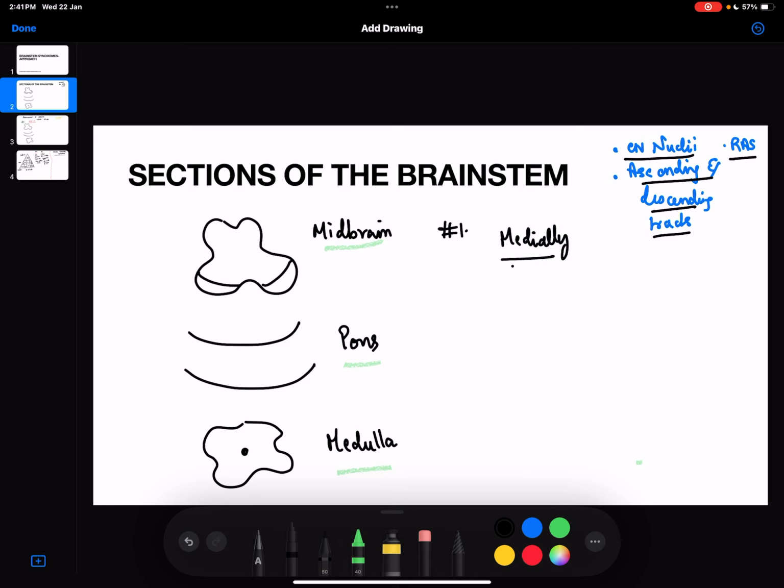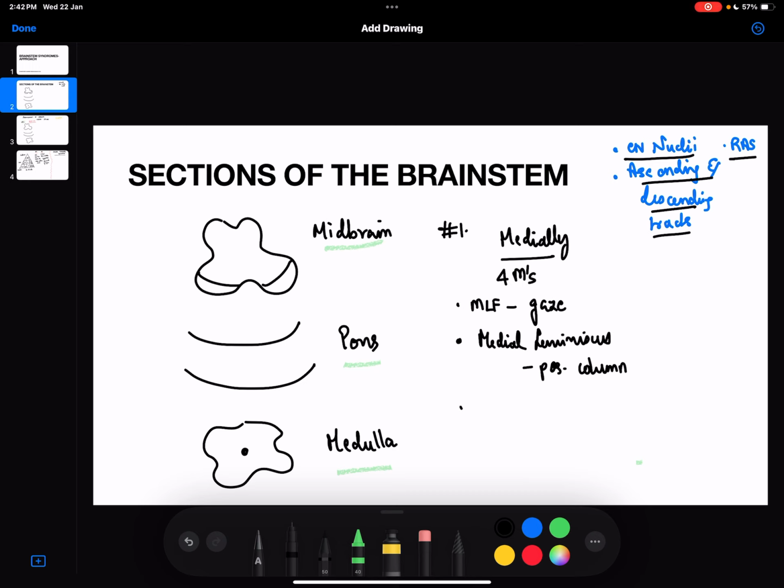You can remember this by the 4 M's. So what are the 4 M's? We have the MLF. The MLF is the medial longitudinal fasciculus, which is responsible for horizontal gaze. Then we have the medial lemniscus. The medial lemniscus basically carries the posterior column sensations. What are the posterior column sensations? It is nothing but vibration and proprioception.